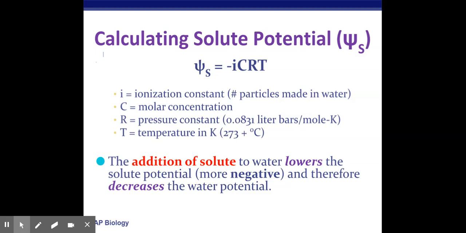They're going to give you questions in which they give you the temperature in units of Celsius, and they're going to expect you know how to convert that to Kelvin, so you can go ahead and use this negative iCrt to calculate the solute potential. Basically, if we add solute, we add more particles being dissolved. This is going to lower the solute potential, which means it's going to get more and more negative. Therefore, we're going to decrease the water potential.